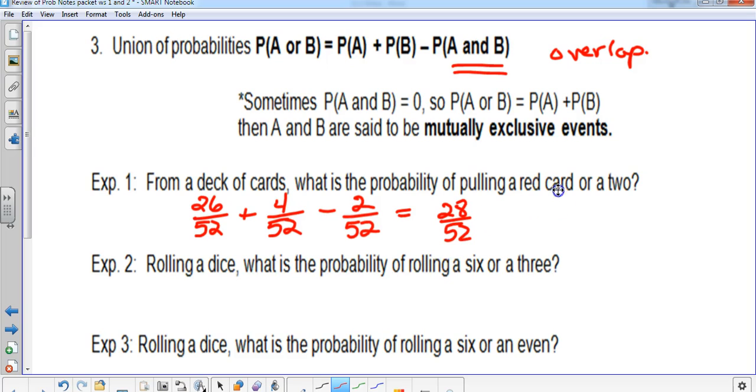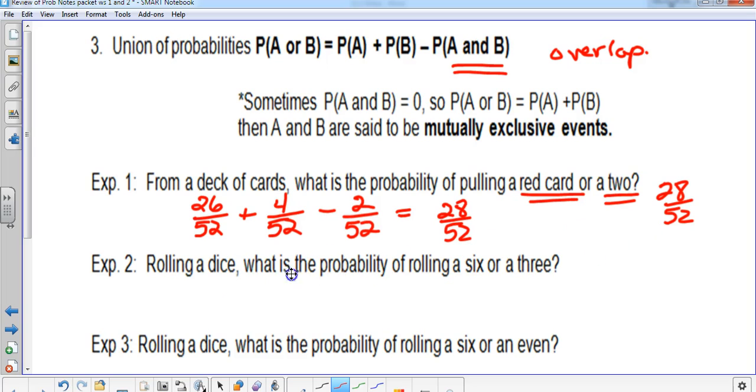I just think about how many red cards are there and how many more 2s do I have to worry about that weren't red. I don't ever write this all out, okay, I just think there's 26 red cards and there's 2 black 2s I got to add into that, so therefore there's 28 out of 52 cards that are going to work. Number of winners, number of total possible.